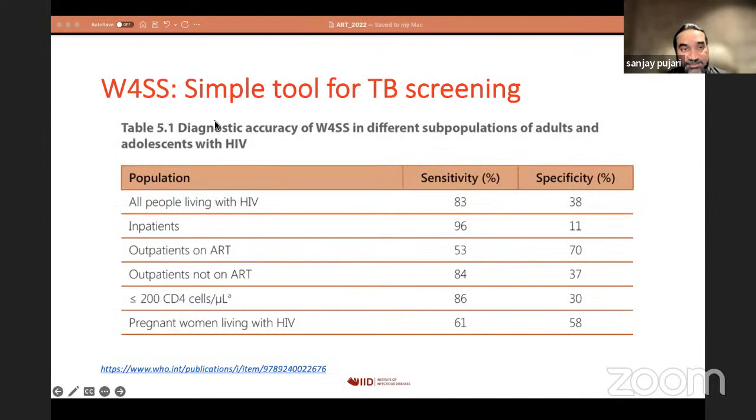This was what I mentioned was the W4SS, a simple tool for TB screening. As you see here, even on antiretroviral treatment, every time a patient comes, if you ask for these 4 symptoms, it has a good sensitivity around 53% and specificity of around 70%. So please ask for these symptoms and rule in or rule out tuberculosis based on this.